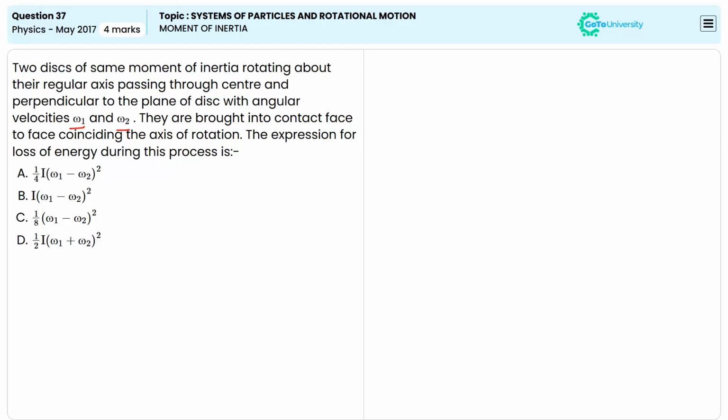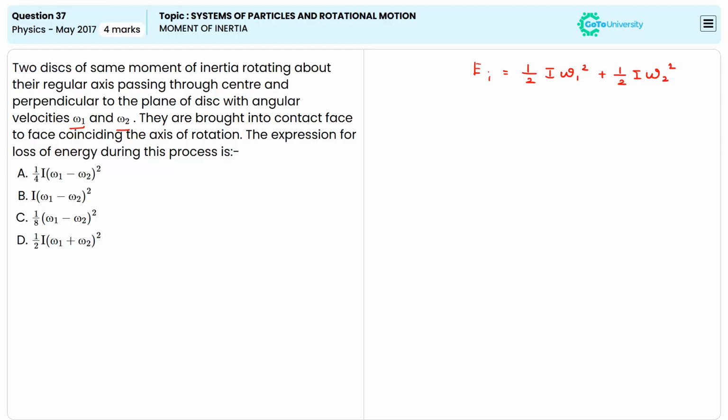It's known that during the given process, there will be some loss of energy due to friction as they are trying to reach a common angular velocity. So here we can calculate the expression by using the kinetic energy formula. It's known that the initial kinetic energy of the two disks can be written as E_i equals half I omega 1 square plus half I omega 2 square.